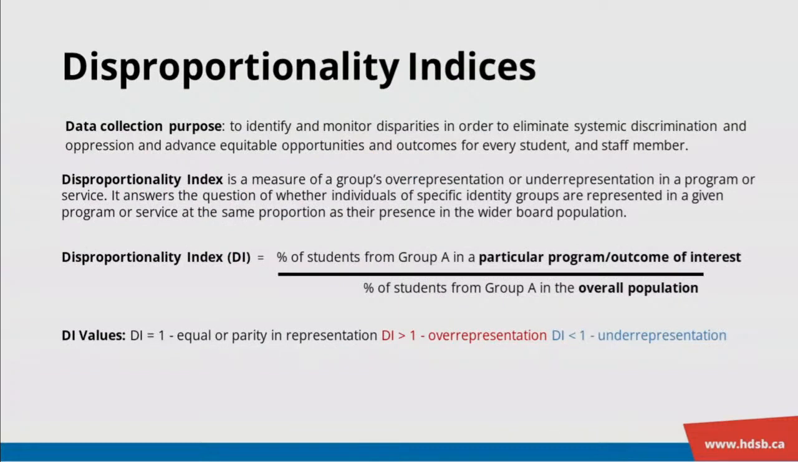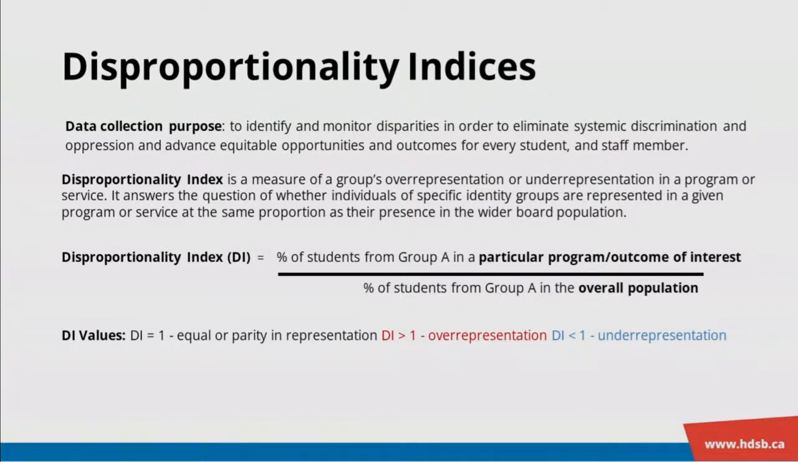So this is just a very quick slide to demonstrate the formula that is used to calculate the disparity indices. So we look at the percentage of students from a particular group in a particular outcome or program, and that is divided by the percentage of students from that group in the overall population of the HDSB student body.